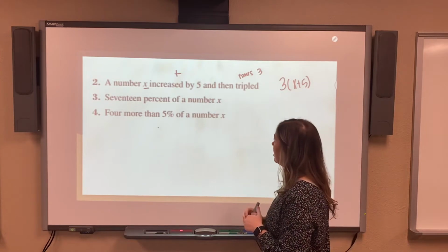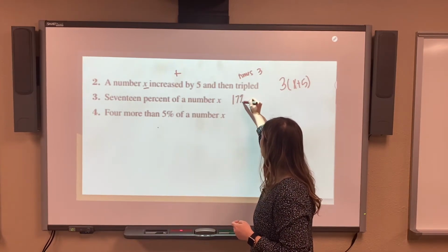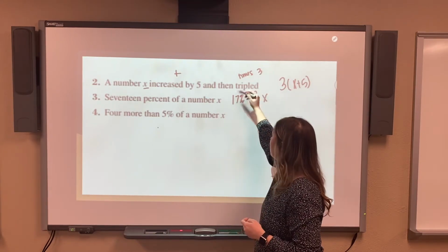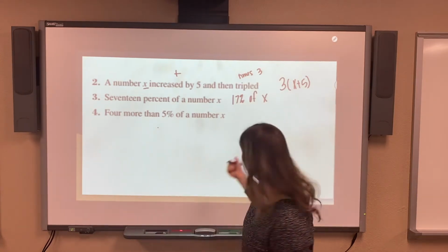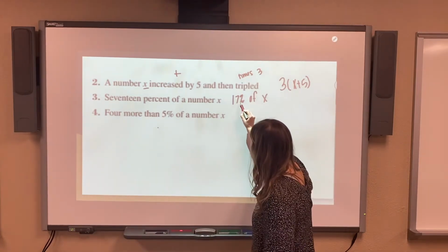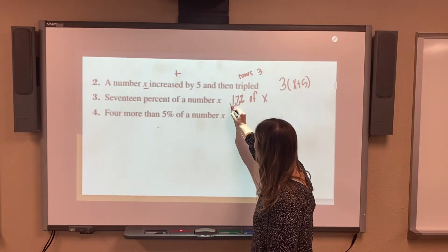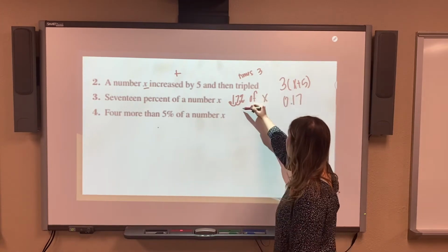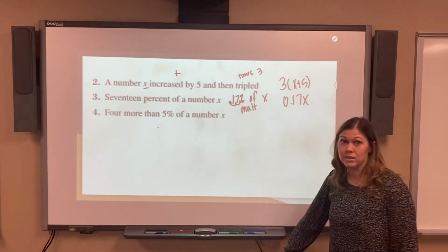Next, 17% of a number, x. So 17% of a number, I will say x. So 17% we need to change into a decimal. We can't do anything with 17%. So our decimal point is at the end of 17. We move it two places, and the percent sign goes away. So that would be 0.17, of means multiplication. So just times x, so 0.17x.